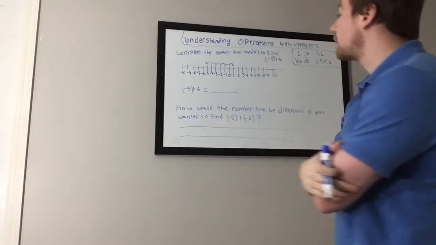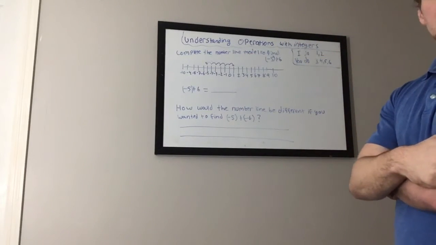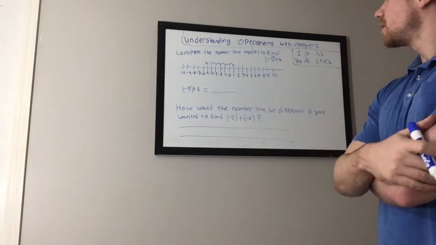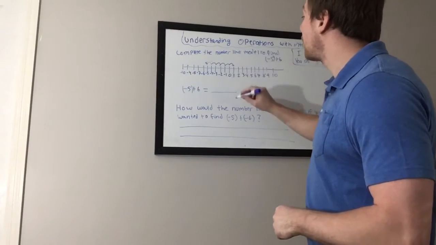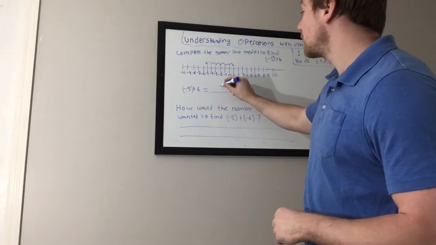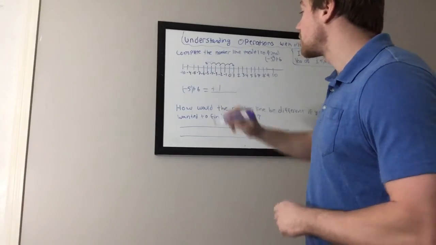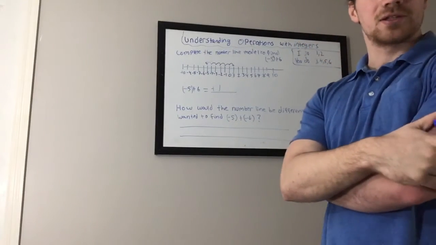Now, where did we end up? Well, negative 5 plus 6 is positive 1. That's where we end up. So the answer is just 1. Or you can put positive 1, whichever makes it easier for you guys.